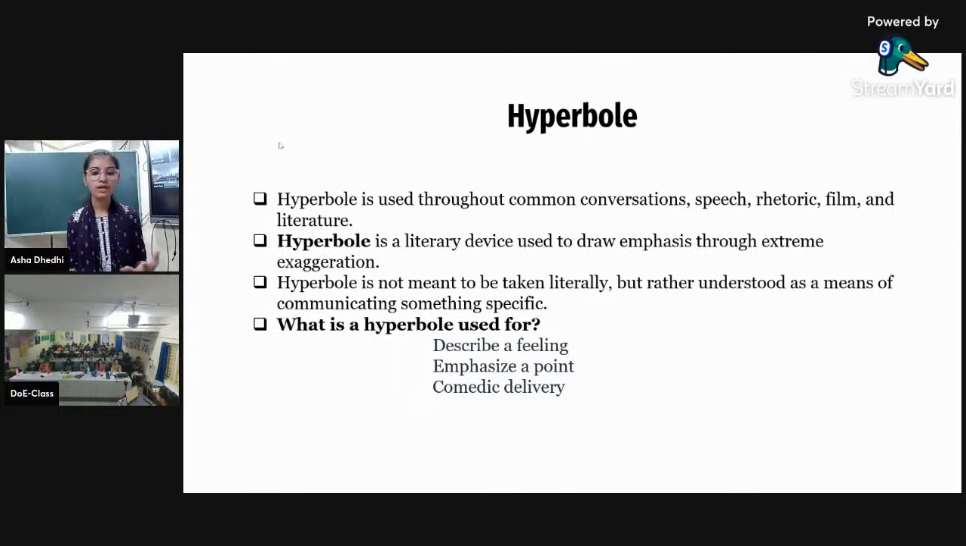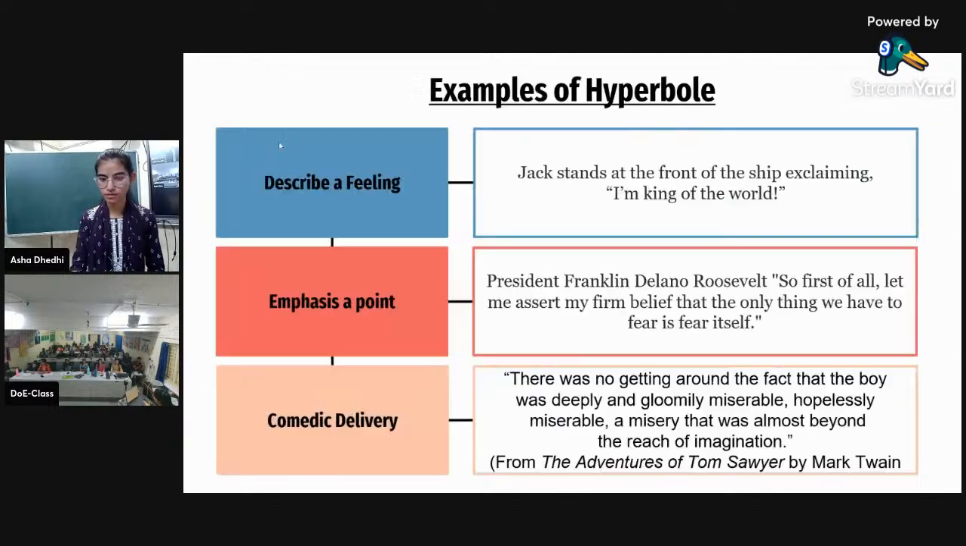Hyperbole is used to describe a feeling. If there is any kind of extreme feeling which you are experiencing, you can use hyperbole to describe that. Then, to emphasize a point: if you want to put pressure on a word within the sentence, you can use hyperbole. Then if you want to do a comedy delivery or make the environment light, you can use hyperbole for that.